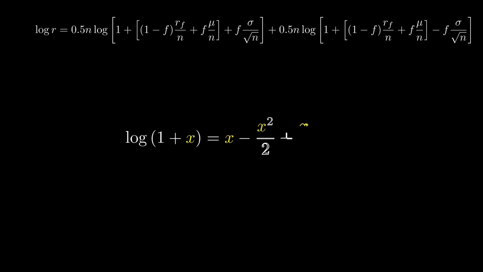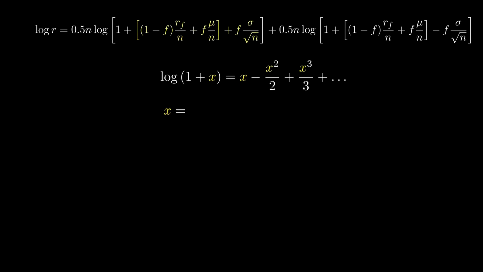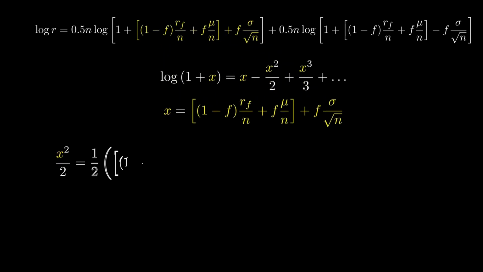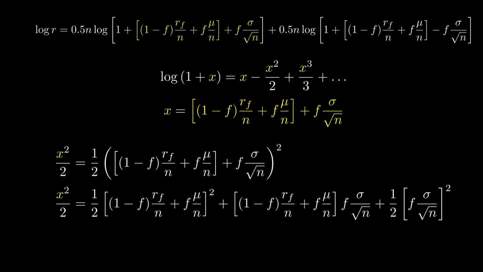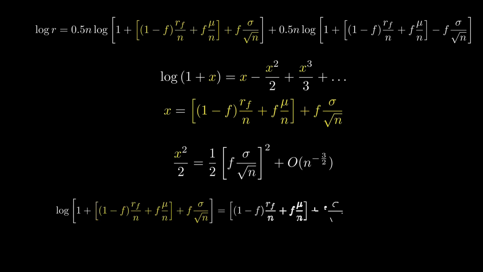Before we continue, let's look at the following formula first. I promise it will be useful. This is the Taylor series expansion for log 1 plus x. If x is equal to this yellow expression, the first term of the series is the same expression, and the second term can be calculated as follows. We denote all the terms of order -3/2 or smaller as O of n to the power -3/2. This means that as n goes to infinity, these terms are so small that they can be ignored in our calculations.